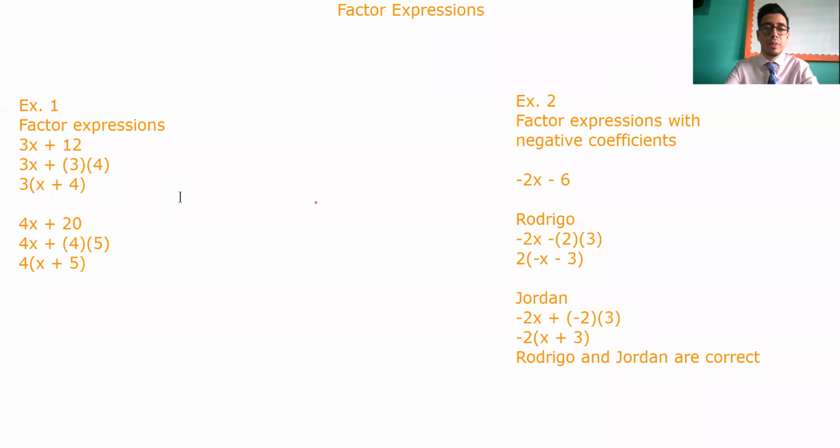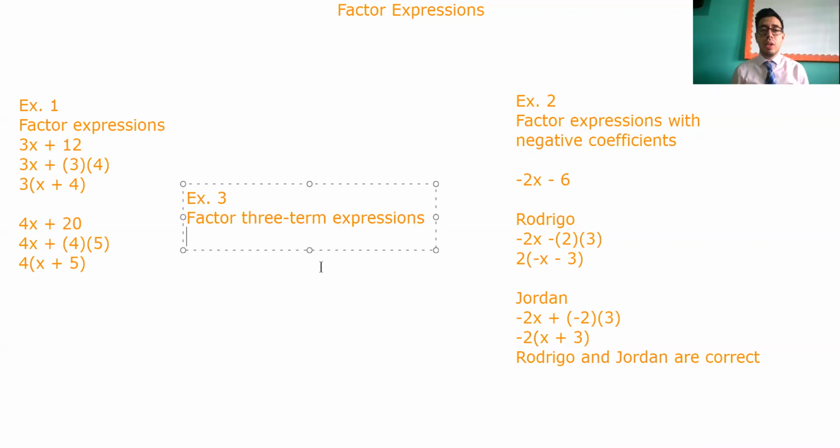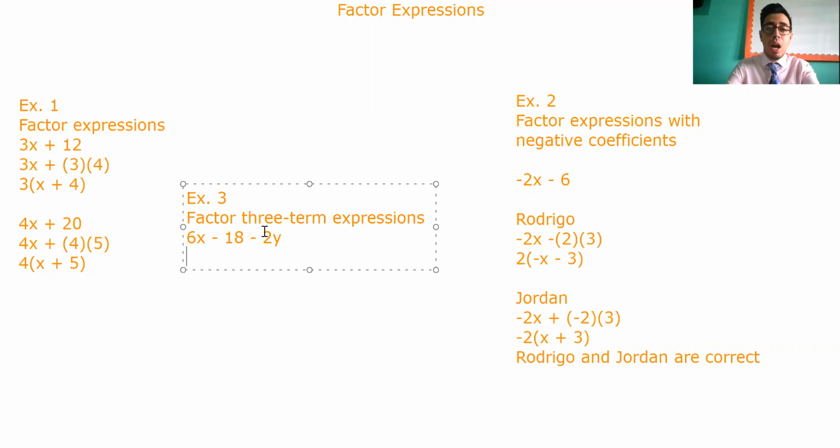In the example 3, we have to factor three-term expressions. Now, what can we do in the example 3 that we have 6x minus 18 minus 2y? What can I do in here? 12, sorry. I need to factor this. I need to factor all the three terms to find the expression that I'm going to use.